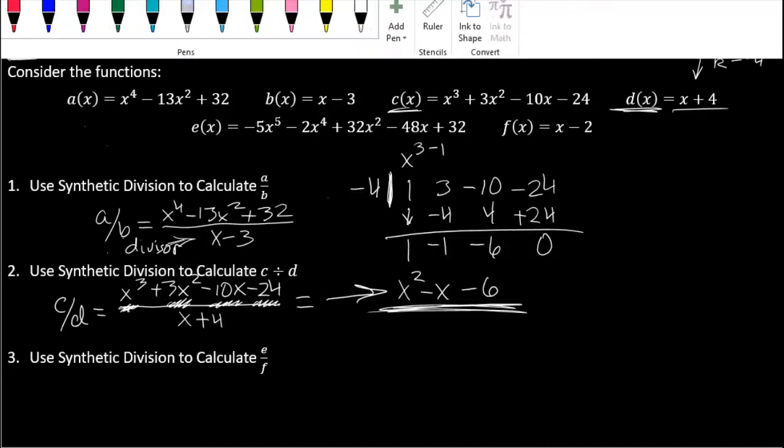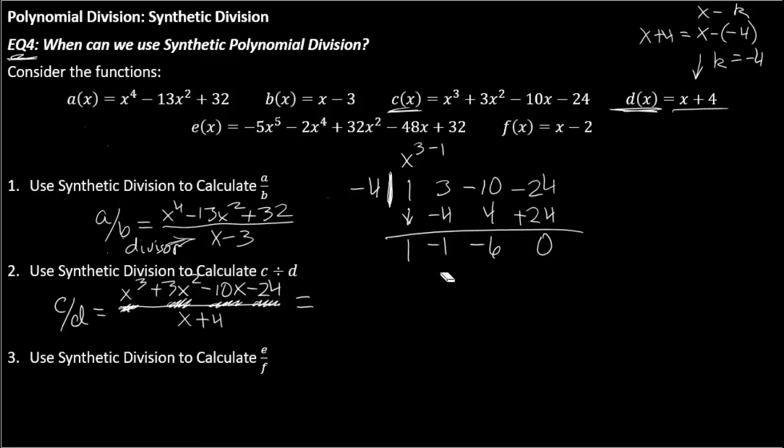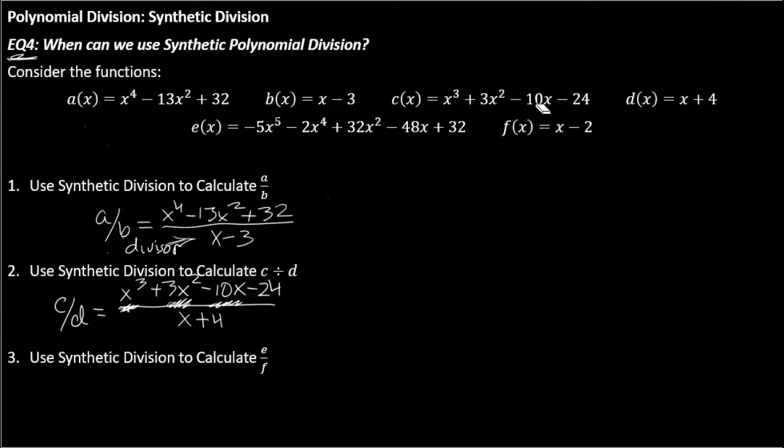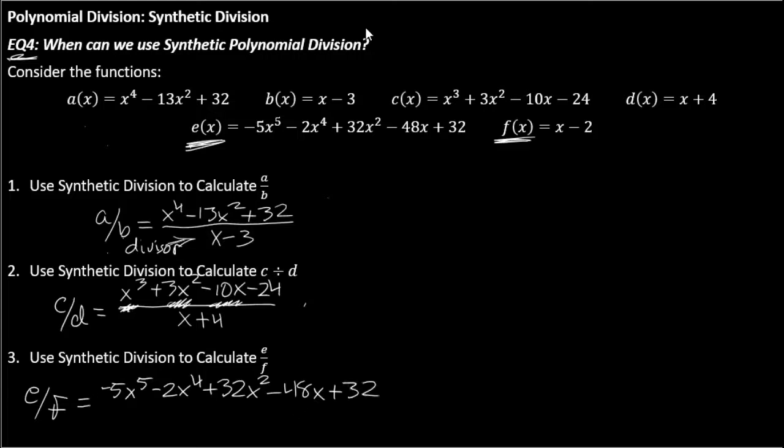Okay, let's do another one. And this one's going to be a little uglier. And again, when we're doing these, we have to make sure we're always accounting for place value, because that will screw you up. So E over F, so that's going to be E being divided by F. So we have negative 5x to the 5th minus 2x to the 4th plus 32x squared minus 48x plus 32, all of that over x minus 2.